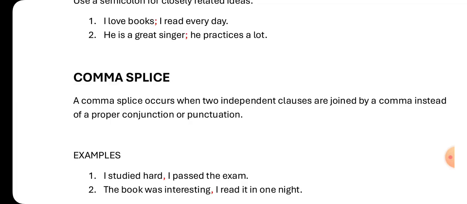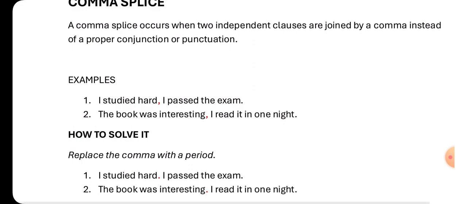With the run-on sentence, there's no punctuation in between the two independent clauses. But with the comma splice, the clauses are independent, but the person has used a comma to separate them, to make it feel like it is well punctuated, but it's not well punctuated. So let's look at some examples here. If I say "I studied hard, I passed the exams," it is a comma splice.